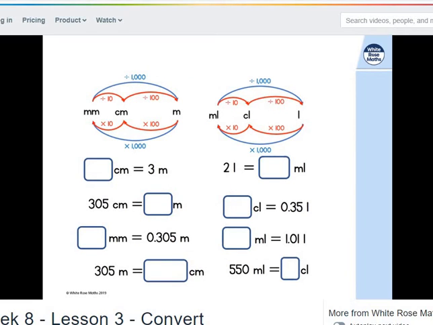So then, well, you can use the charts if you want to help you, but can you convert these units? Pause the video, have a go for yourself.